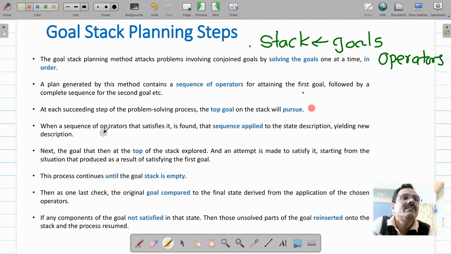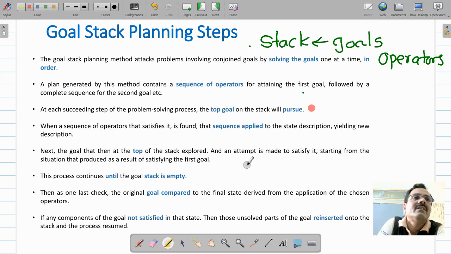Then we will find out the sequence of operators that will satisfy those goals, and that sequence will be applied to the state description, and that will again yield another description. So that will give you some other state. Now the goal on the top of the stack, that will be explored, and you will try to satisfy that goal. Then you will find out what are the operators which will help you to satisfy that goal. And once the goal is satisfied, you remove those operators from the stack, and you repeat these steps until the stack is empty.